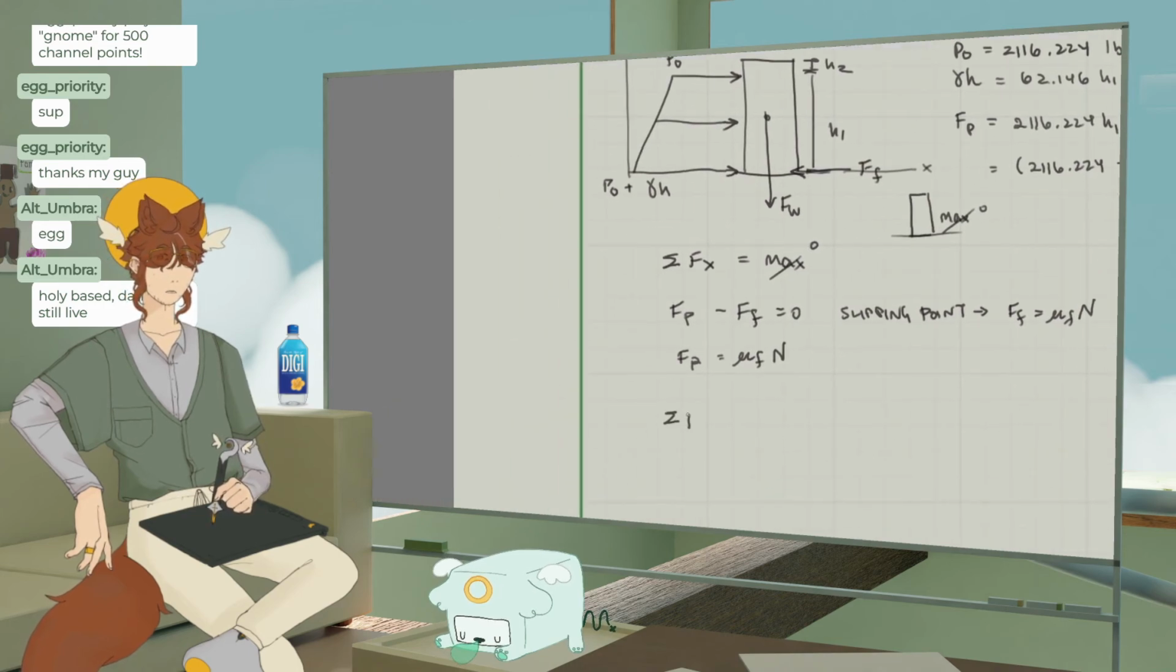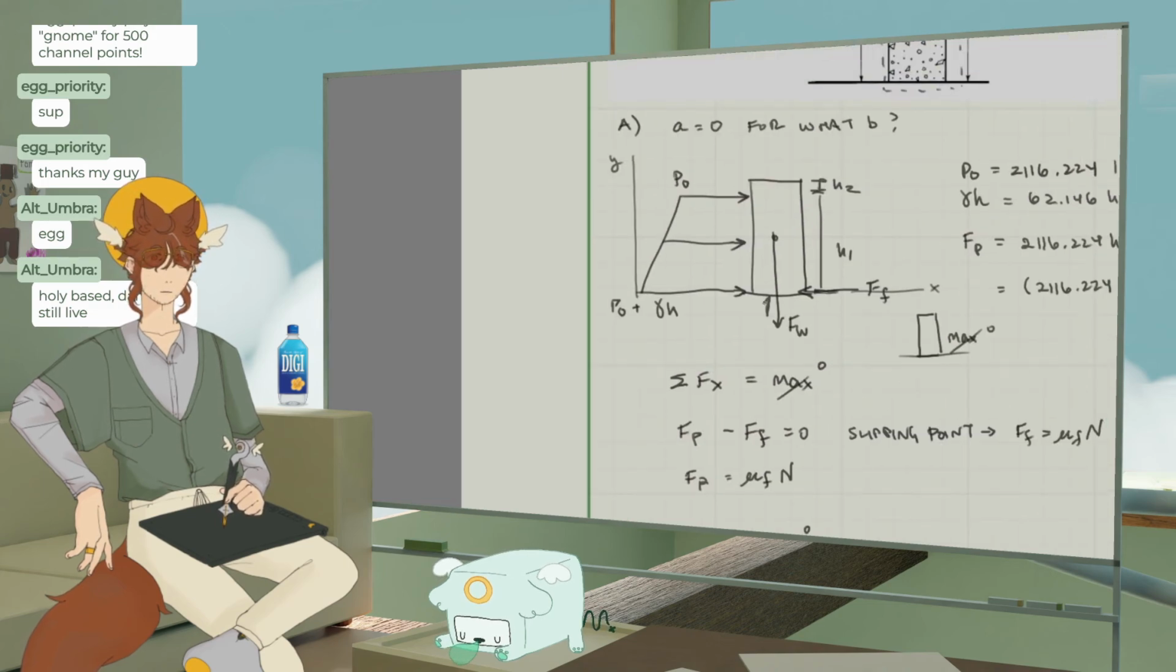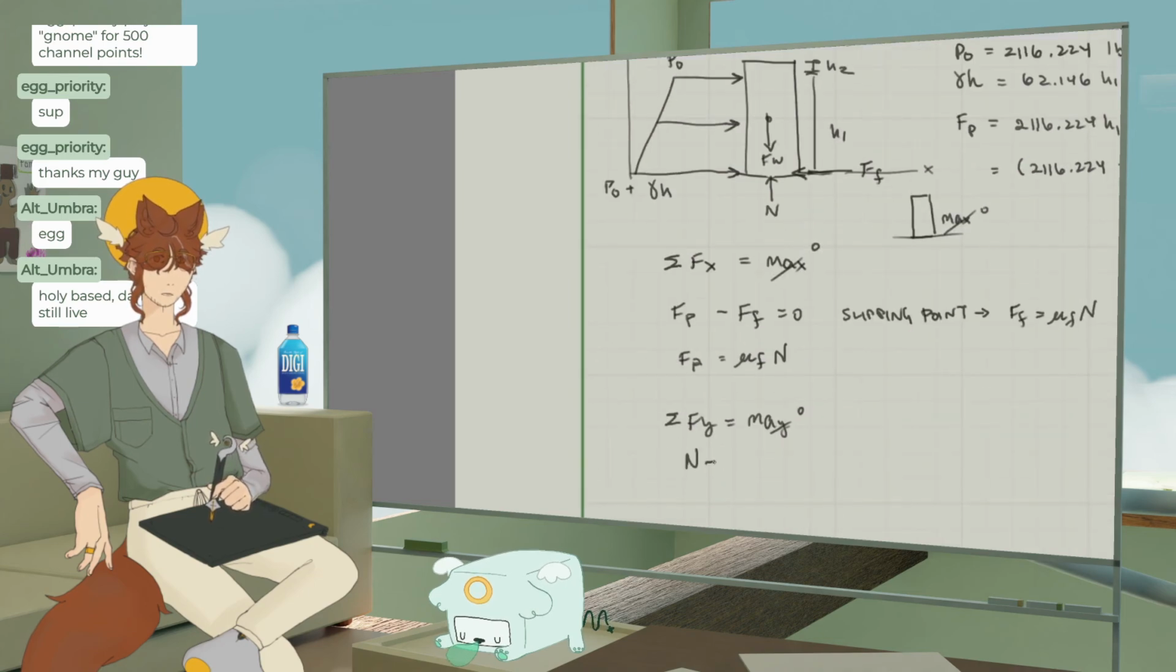Okay, sum of the forces in Y equals MAY, 0. Sorry, there's a normal force here too. Man, I made my force way too big. There we go. The normal force. So normal force minus F weight equals 0. The normal force equals F weight.